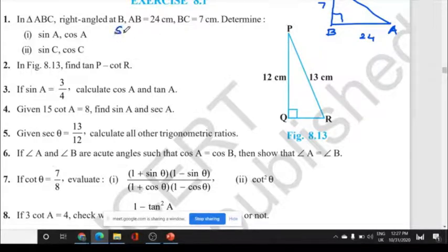Tell me what will be sin A. 24 is given, 7 is given. This is the right angle. So what is the hypotenuse? CA. Yes, this is our hypotenuse. Can you find the hypotenuse? Yes, it is a right angle triangle. So how will you find the hypotenuse? Pythagoras theorem. So apply the Pythagoras theorem.